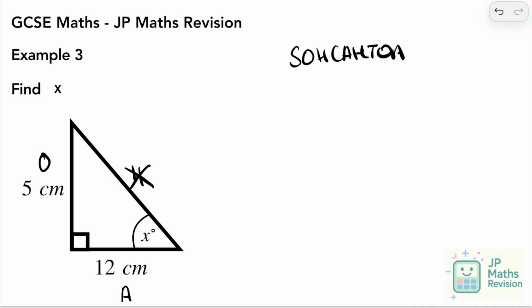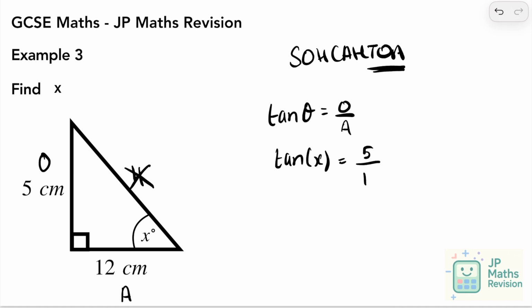So I have SOHCAHTOA. The one involving O and A is TOA, so I have tan theta is opposite over adjacent, that's the formula. So we have tan of x, which is the angle in this case, is opposite, so 5 over adjacent, which is 12. So the inverse of tan is tan to the -1, so it's tan to the -1 of 5 over 12. And if I type this into my calculator, I end up with 22.6 degrees.